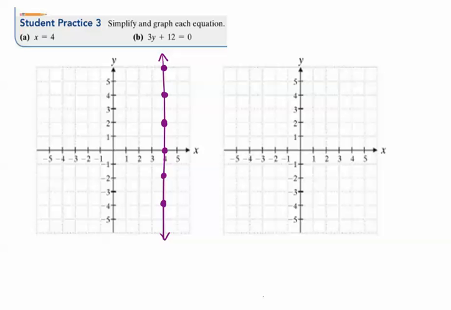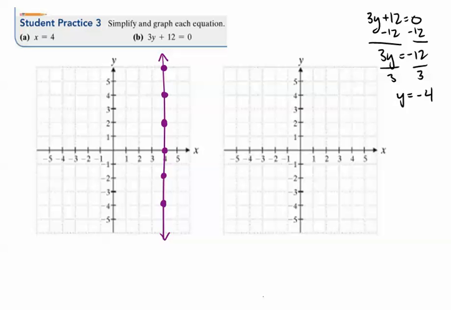Now sometimes we have to simplify and graph the equation. Again, 3y plus 12 is equal to 0. It looks like an equation that we're just solving for y and that there would only be one answer to. On one hand, that is correct. So 3y plus 12 is equal to 0. Going to subtract 12 on each side. We end up with 3y is equal to negative 12. Dividing by 3, we get y is equal to negative 4.